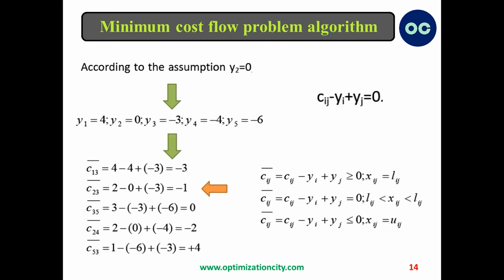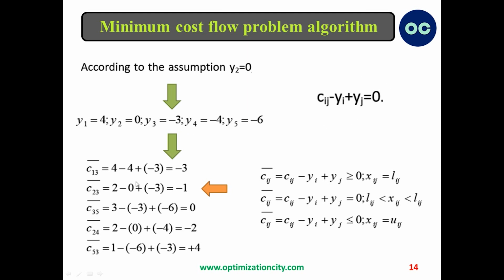Based on this basic solution, we can set y2 again equal to 0, and we can calculate the value of yi for the basic variables using the equation here. So we can calculate y1, y2, y3, y4, y5. We set y2 equal to 0, and we calculate y1, y3, y4, and y5 by using this equation.